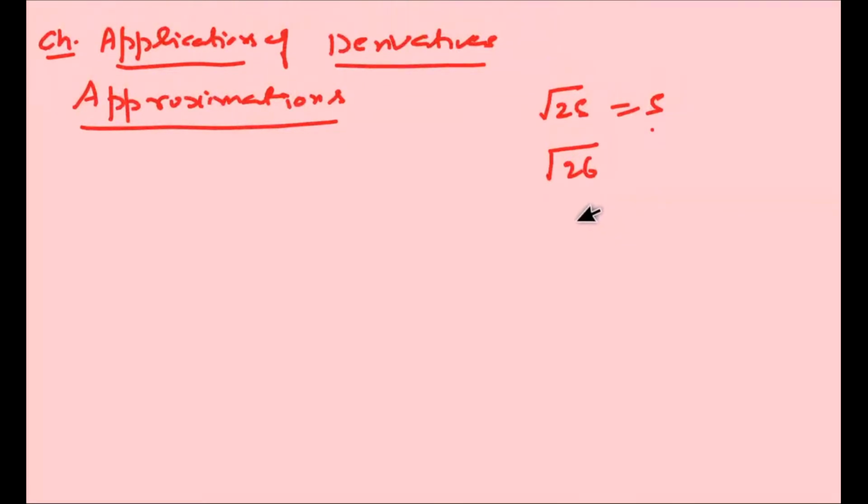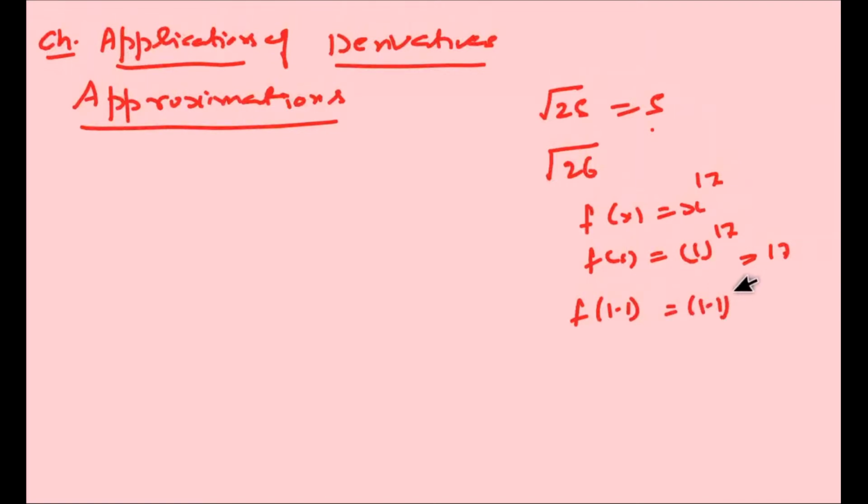And if you want to find the value of 1 to the power 17, you can say easily that it is 1. But if you want to find it for 1.1, calculating 1.1 to the power 17 directly is very difficult. For an approximate value, if you find it using the derivative, this approximation method gives us a very easy way to get a rough approximate value. Okay students, so I am going to tell you in detail about this formula.